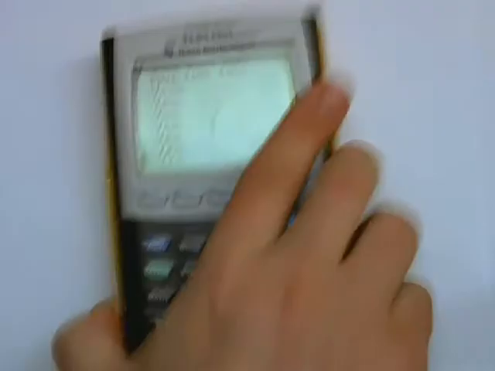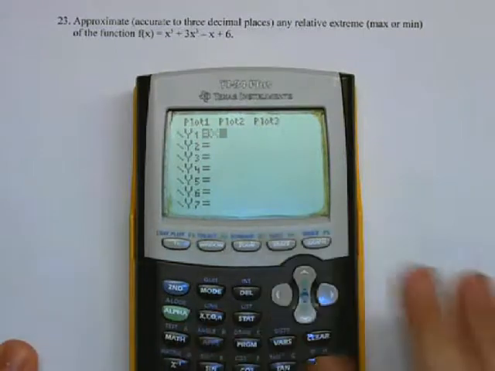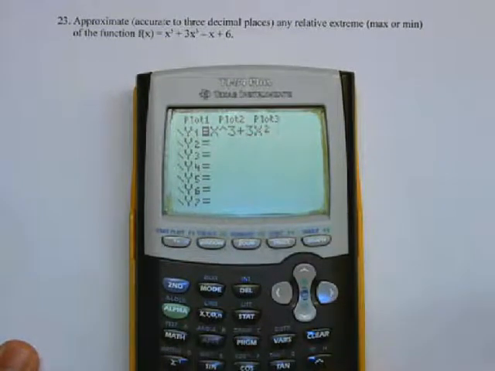Number 23, we're trying to find any relative extrema, relative minimums, and maximums. Since we're approximating, we're going to go ahead and use our graphing calculator. X cubed plus 3x squared minus x plus 6.